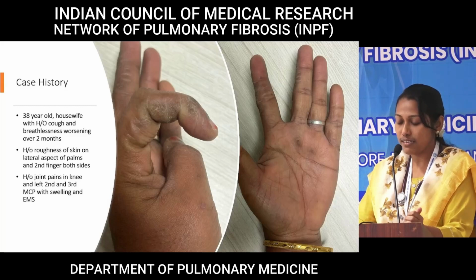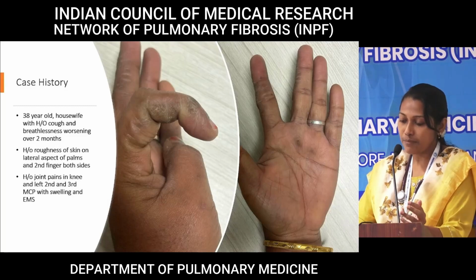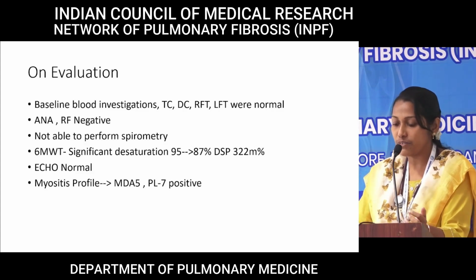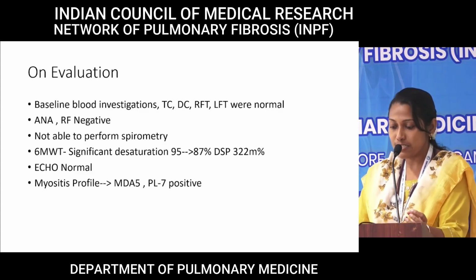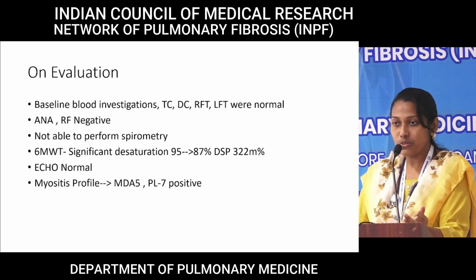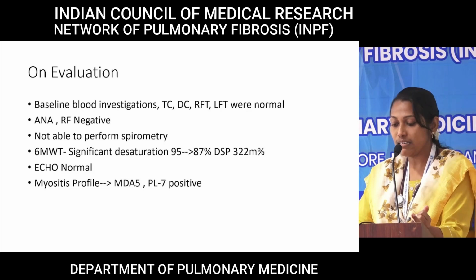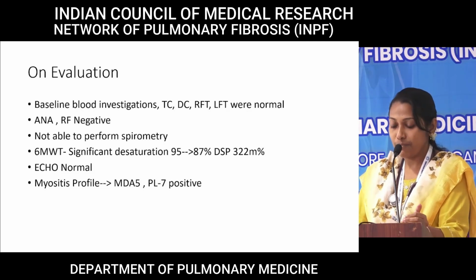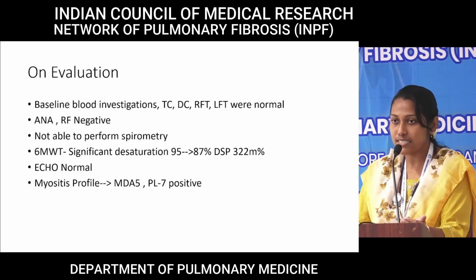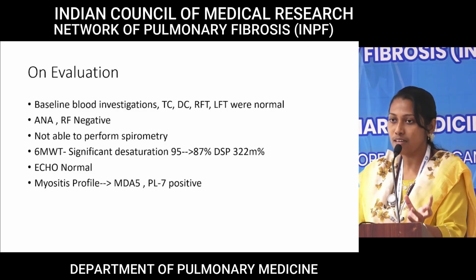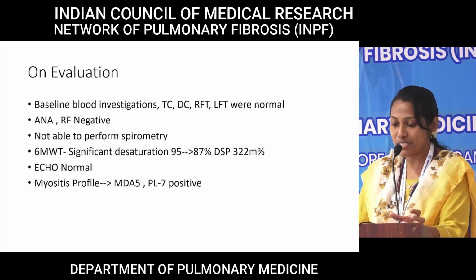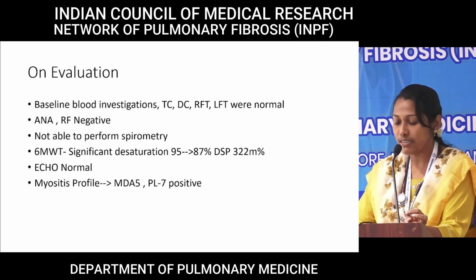This patient also came to us with baseline investigations initially normal; ANA and RF were negative. She wasn't able to perform a baseline spirometry and she had significant desaturation in the walk test. Her echo did not show any pulmonary hypertension. Because of the skin manifestations, when we screened, she was positive for anti-MDA5, and PL7 also, which is one of those myositis-specific antibodies, came positive in her.